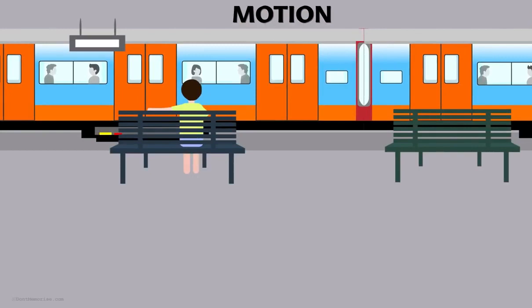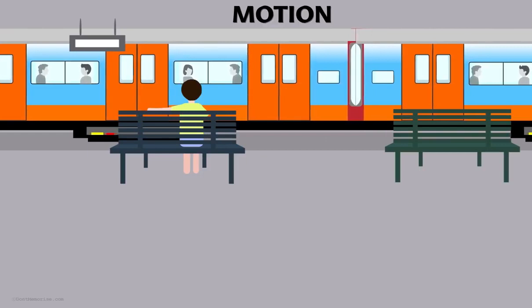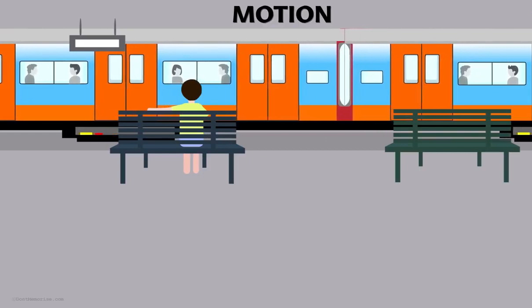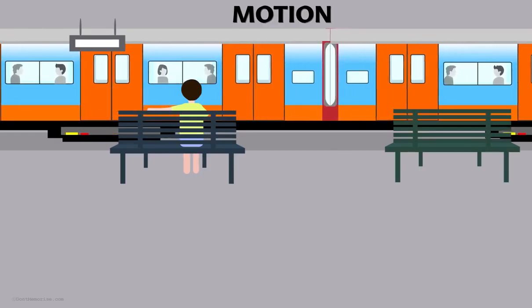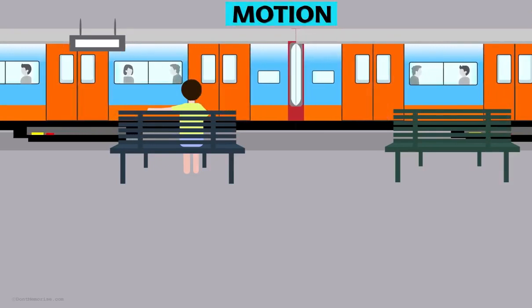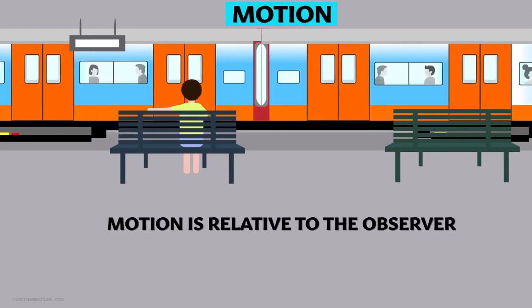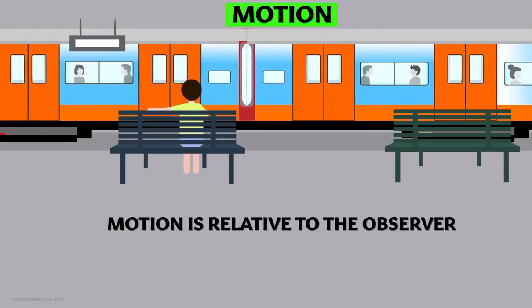They are at rest. So for the observer at rest on the platform, the people inside the train are moving, but for the person sitting inside, they are at rest. What does this tell us? This means that the motion of any object is relative to the observer. For different observers, the motion may be different.